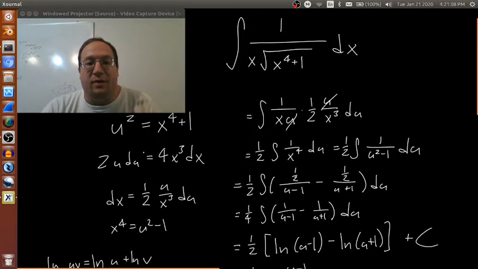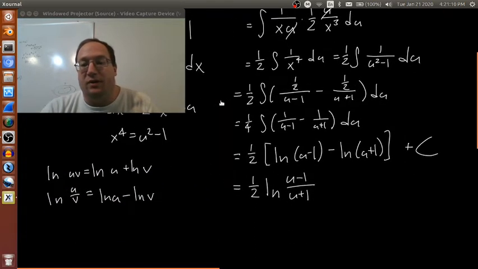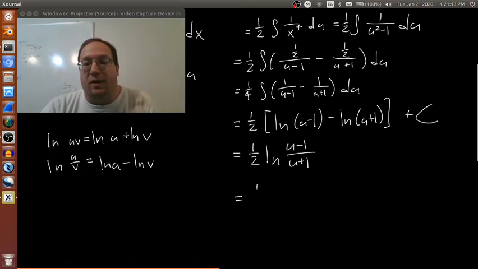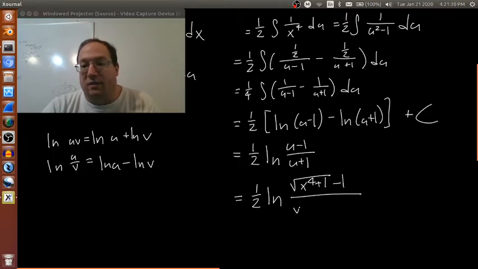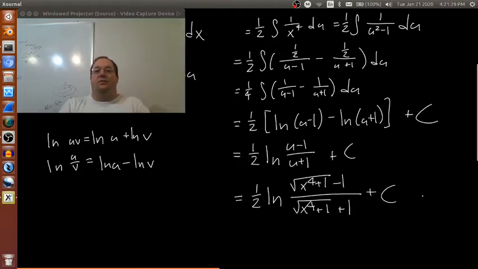And u squared is x to the fourth plus 1, so just substituting that back in, we will get the square root of x to the fourth plus 1 minus 1 over the square root of x to the fourth plus 1 plus 1, of course plus c, and that is what the integral is. I mean, we can write this in other forms, but that is one possible simplification of this integral in terms of natural logs and the roots.